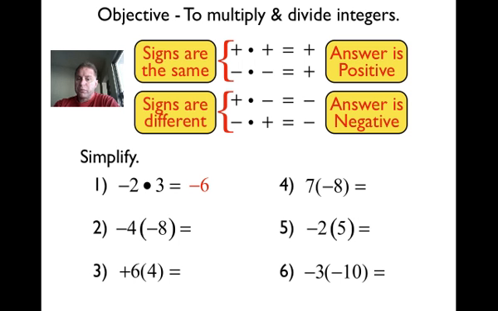So for number 2, are the signs the same or are they different? Well, we have -4 times -8, so the signs are the same. What does that mean our answer will be? Since they are the same, the answer will be positive. So we go 4 times 8 is 32, and we'll do positive 32 there.